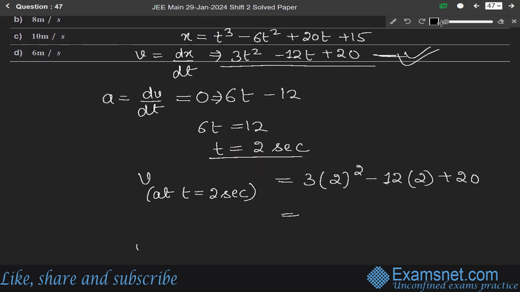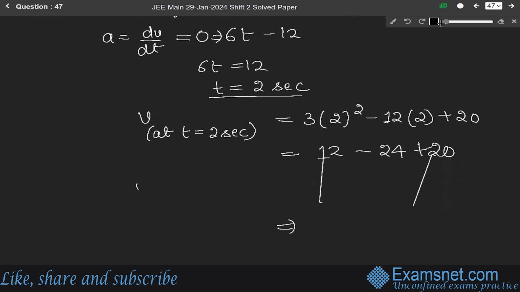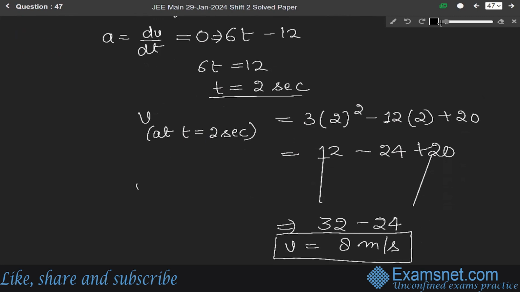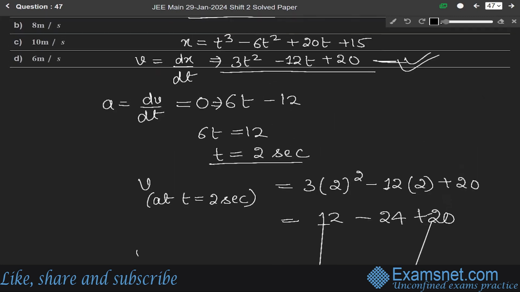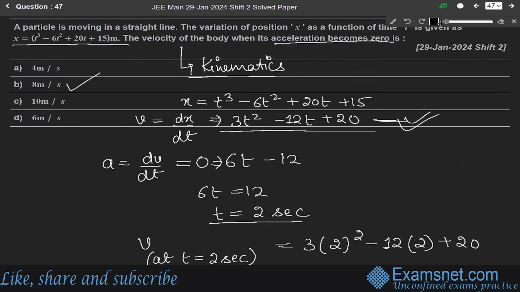So this will be 4 threes are 12, minus 12 into 2 is 24, plus 20. So this will become 32 minus 24. So it will be equal to 8 meter per second. So our answer is 8 meter per second. Okay. So option B is correct.